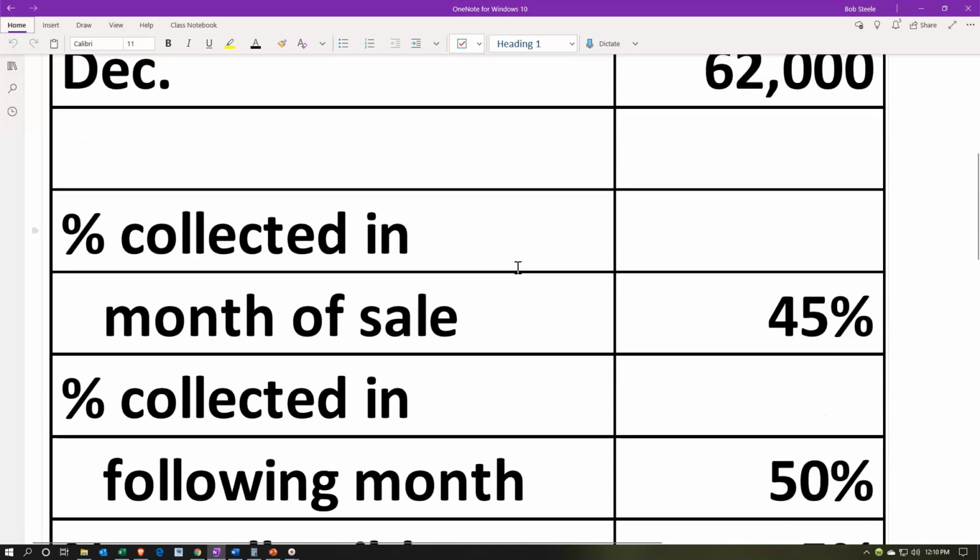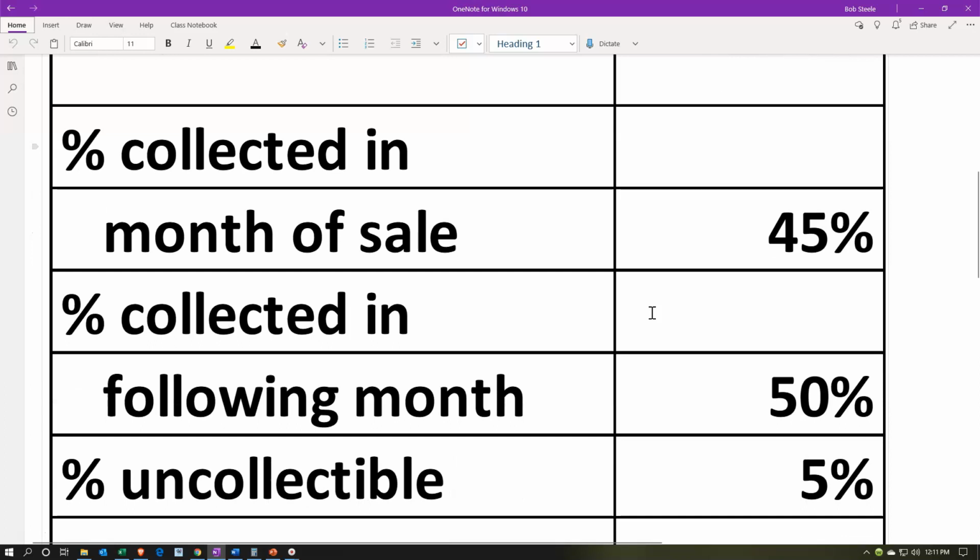So we're going to say the percent collected in the month of sale. In other words, the accounts receivable, the sales that we made on account, that we then collect in the same month. So we're going to sell them on account, meaning we give them an invoice, they owe us money, we record that in accounts receivable, and then they pay us within the same month. We estimate that 45% will be in that group, in that category.